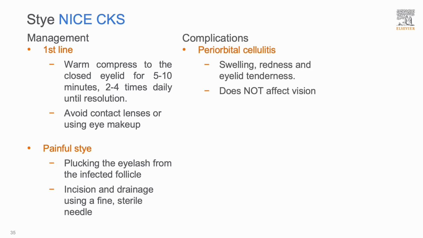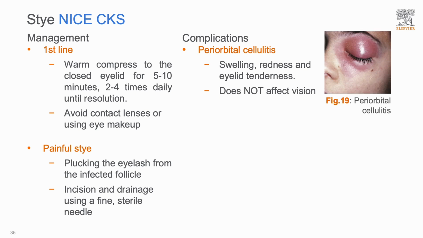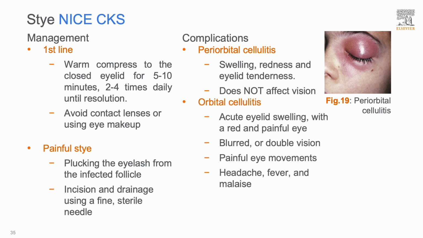Although most styes resolve without complications, some cases can lead to more serious conditions. Periorbital cellulitis may develop, presenting with swelling, redness, and eyelid tenderness, but importantly, it does not affect vision. However, progression to orbital cellulitis is more concerning. This can cause acute eyelid swelling, a red and painful eye, blurred or double vision, painful eye movements, headache, fever, and malaise, requiring urgent intervention such as a CT head and intravenous antibiotics. Other possible complications include the formation of a meibomian cyst from a persistent internal stye and secondary infective conjunctivitis.